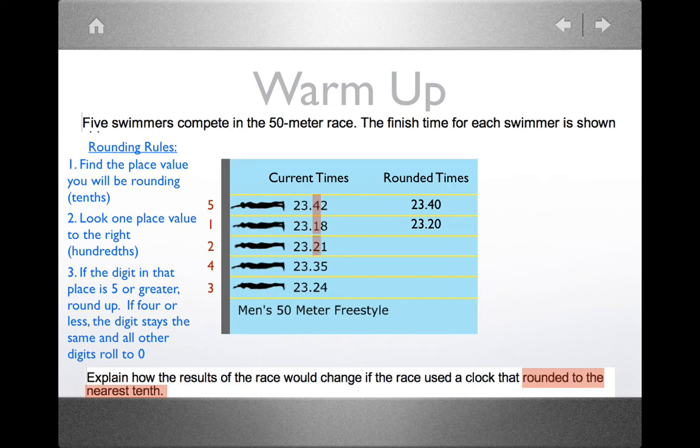I see a 2. I look to the right, I see a 1, so I know it's going to stay a 2, so I have 23 and 2 tenths. I have a 3. When I look to the right, I see a 5, which means my 3 is going to turn to a 4, so I have 23 and 4 tenths. I have a 2, and when I look to the right, I see a 4, so I know that I'm going to have to keep it a 2.